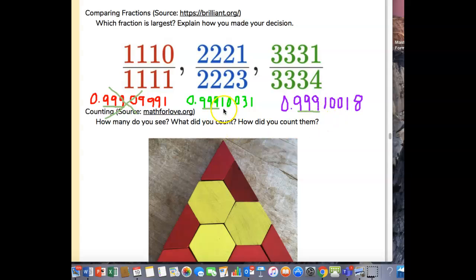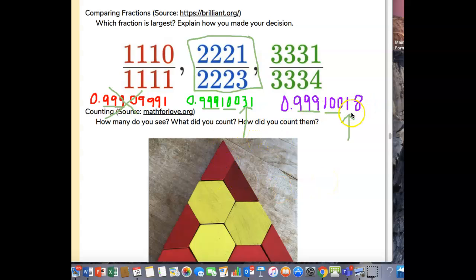All right, so we got 1, 0, 0. We've got 1, 0, 0. Now we've got a 1 here, and we've got a 3 here. Okay, so which is bigger? 3. So this is going to be the biggest fraction right here. Even though it's off by just a teeny tiny bit, that's actually the biggest fraction.